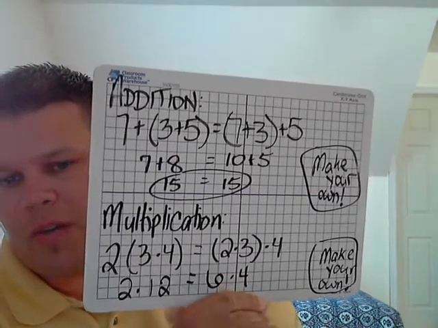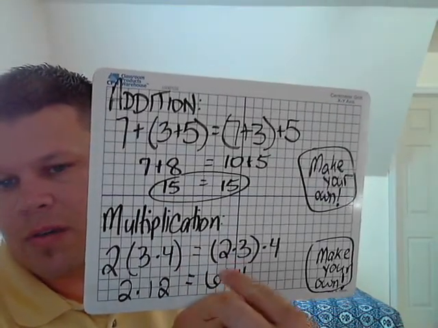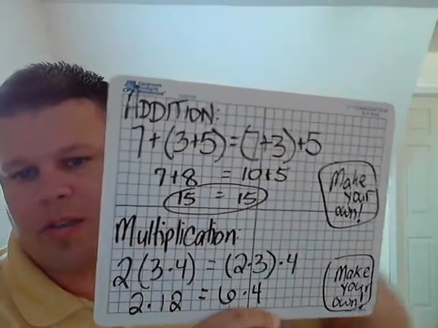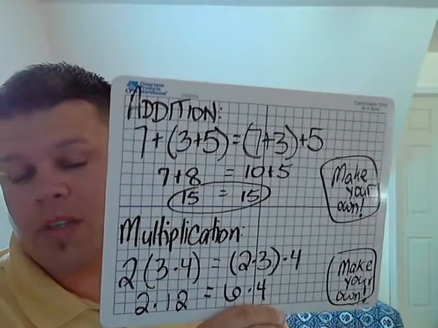Okay, so I'm going to solve everything in the parentheses. So 2 times 3 is 6. 3 times 4 is 12. And I will just keep simplifying until I get my answer. 2 times 12 is 24. And so is 6 times 4.